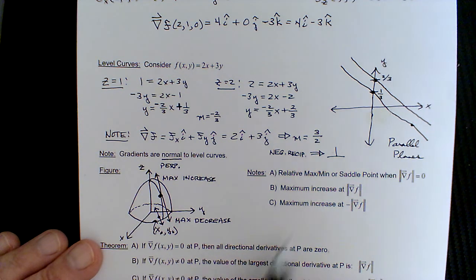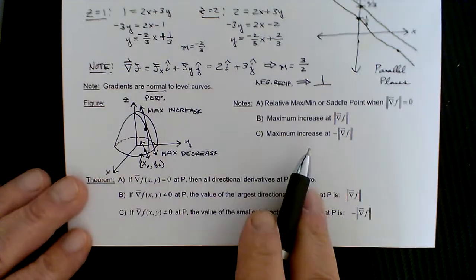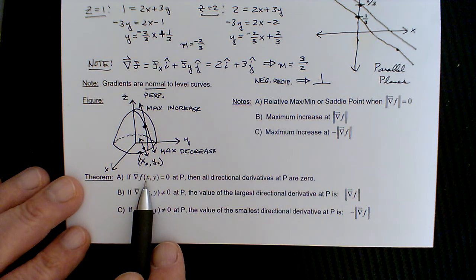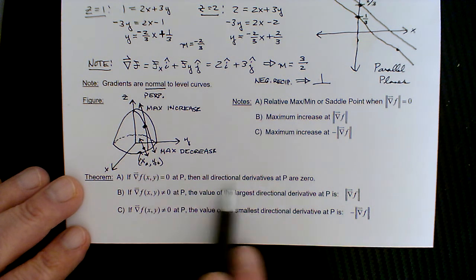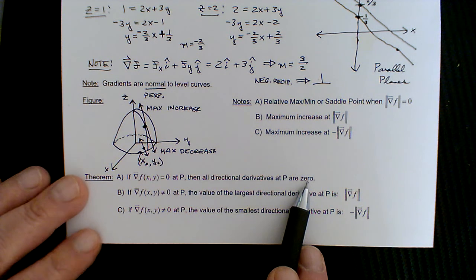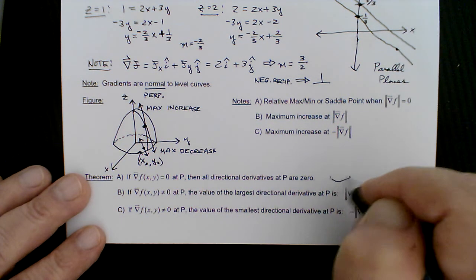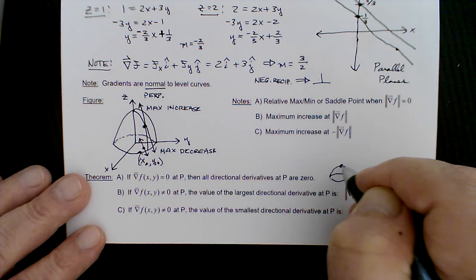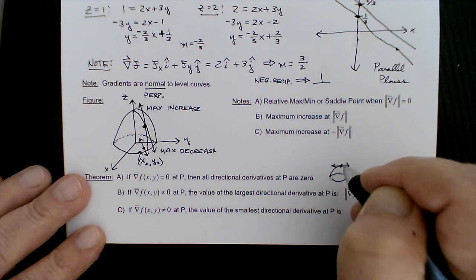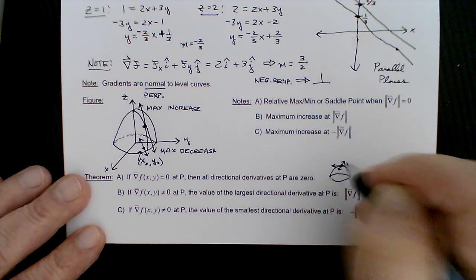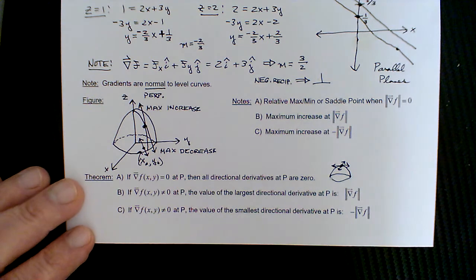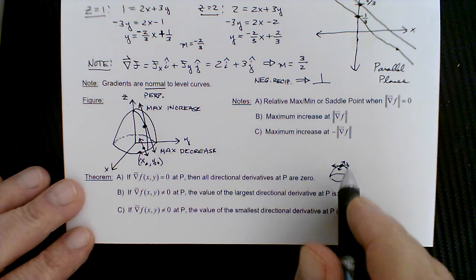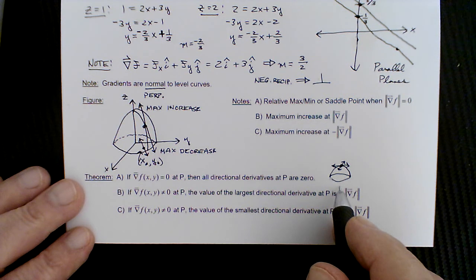So these notes, maybe let's mention them after we mention the theorem. It says if the gradient is 0 at p, then all directional derivatives at p are 0. That would be like you'd have this graph that we're talking about, and you're at the top. So no matter what direction you go in, any direction, all those slopes are going to be 0. So no matter what unit vector you choose, at the very top, the maximum, all the directional derivatives are going to be 0.